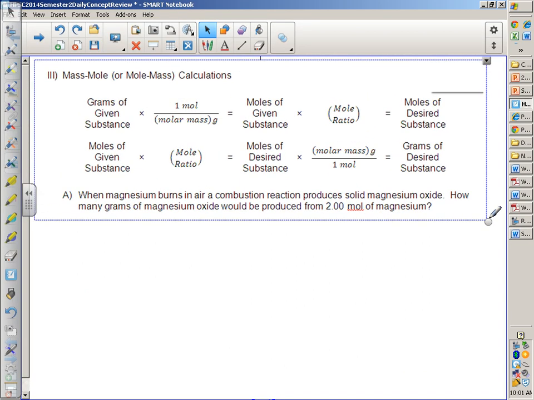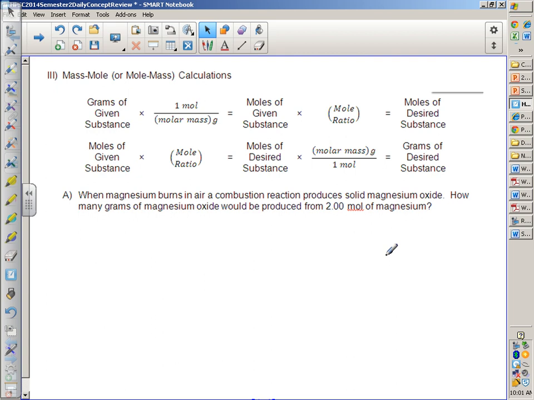Sometimes we'll find that the information that is given to us in a problem isn't exactly in the form that we need it in. So we have to do a little bit more to get where we need to go. For example, part A here, it says, when magnesium burns in air, a combustion reaction produces solid magnesium oxide. How many grams of magnesium oxide would be produced from 2 moles of magnesium? So let's go through this process here.